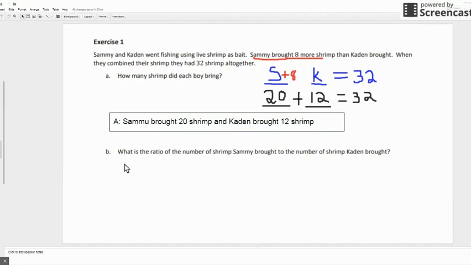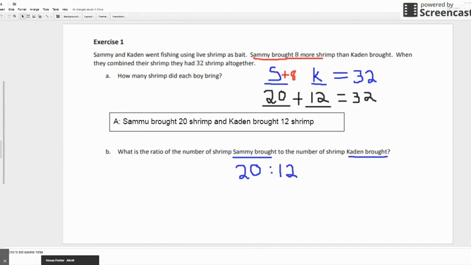All right, so let's go and look at B now. B says, what is the ratio of number of shrimp Sammy brought to number of shrimp Caden brought? Well, let's take the information from above. Remember, Sammy came first, Caden came second. So how many did Sammy bring? Sammy brought 20 shrimp. And of course, we can use a colon, we can use the word "to", and Caden brought 12 shrimp. So there's our basic ratio based on the information provided. It would simply be a 20 to 12 ratio. All right, that would be it for that problem.